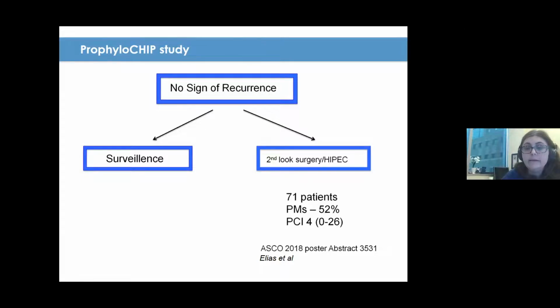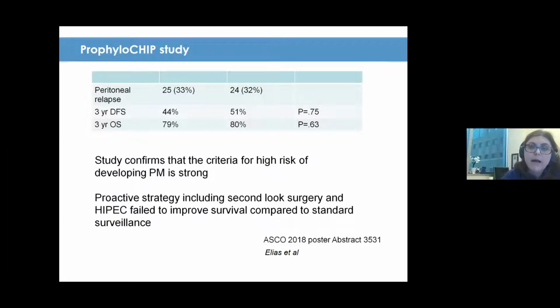HIPEC. And then what is interesting is that in these patients that were taken to a second look, the rate of peritoneal metastasis was even higher at 52%, again, emphasizing how big this problem is. And the PCI score on average of the patients was 4, between 0 to 26.